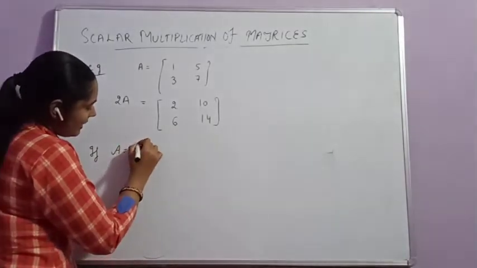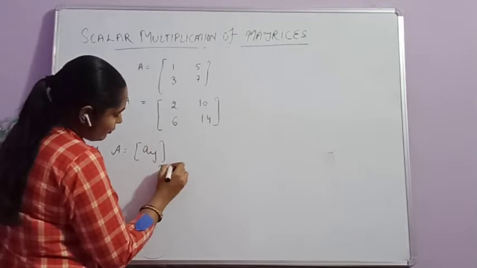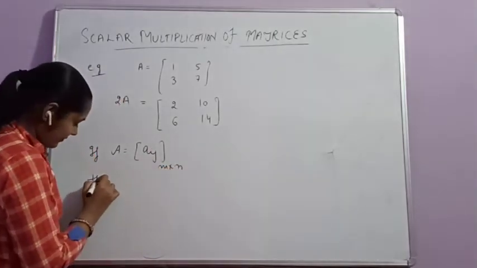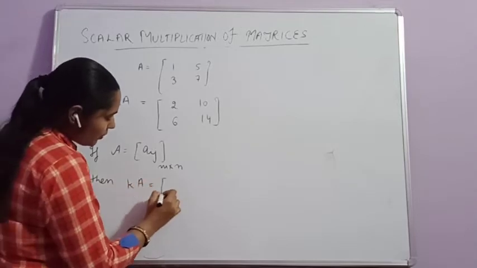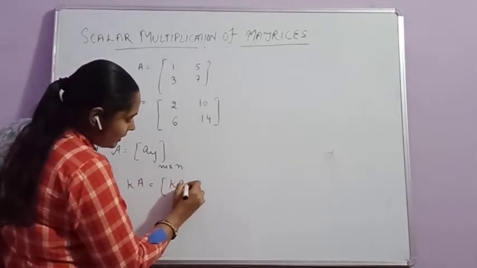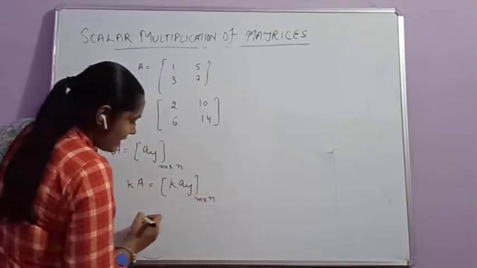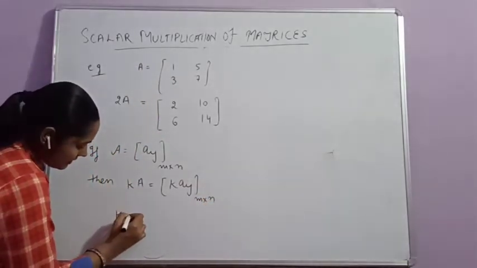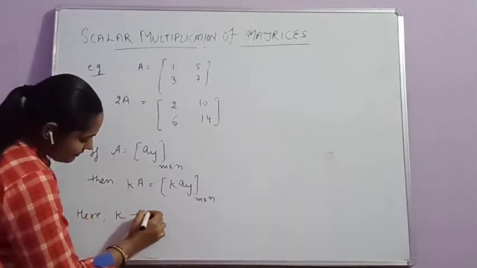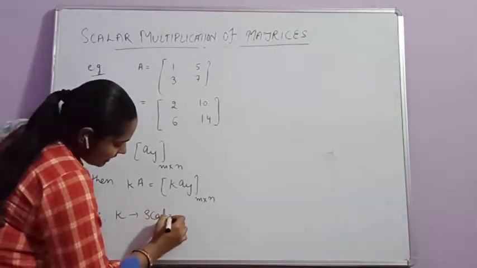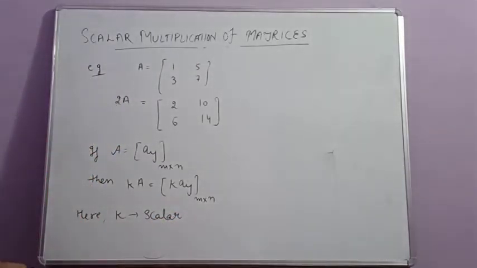In short form, we can write down, if A is a matrix with elements a_ij of order m cross n, then kA will be equal to k multiplied with a_ij. It means each and every element of matrix A. Here k is a scalar. k may be any number, 1, 2, 3, 4, 5, any scalar quantity. Clear?